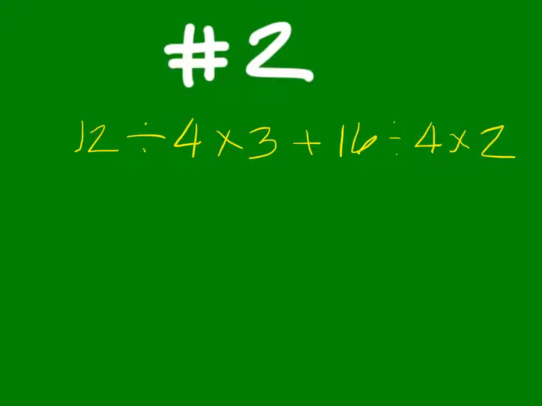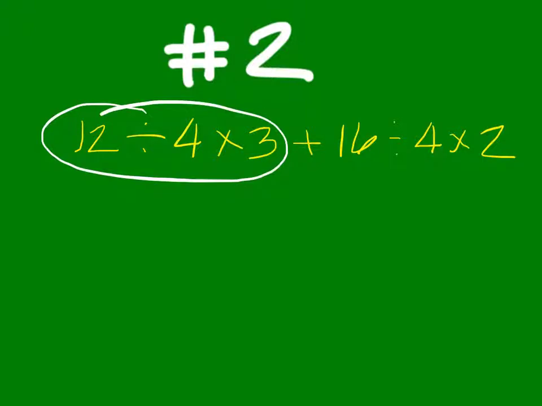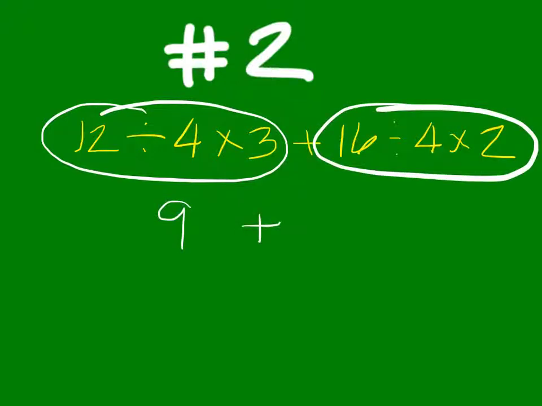You must do multiplication and division in order from left to right as they appear. So 12 divided by 4 is 3, times 3 is 9. And then here it is again, 16 divided by 4 is 4, times 2 is 8. 17.